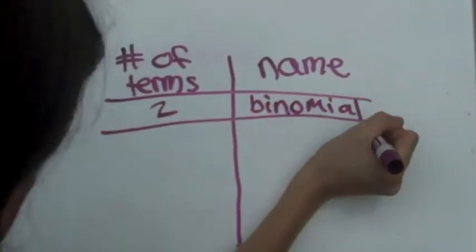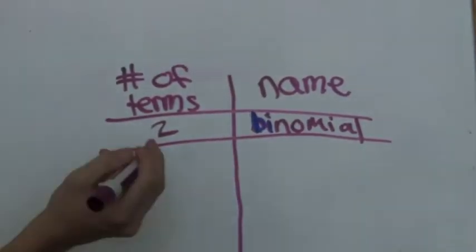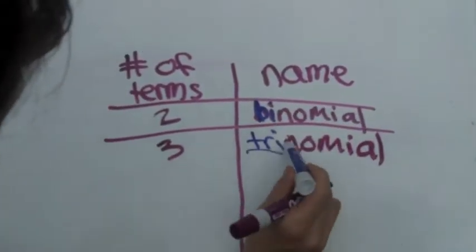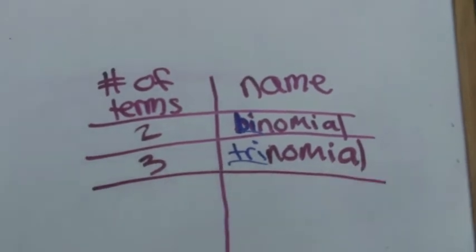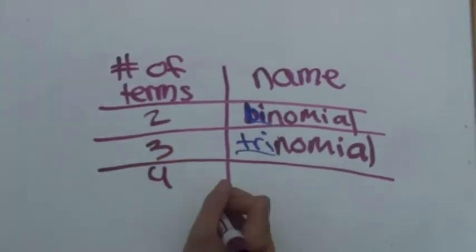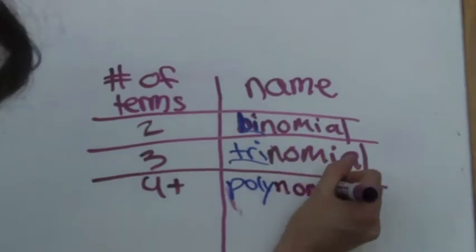If it has 2 terms, it's called a binomial. If it has 3 terms, it's called a trinomial. If it has 4 plus terms, we call it a polynomial.